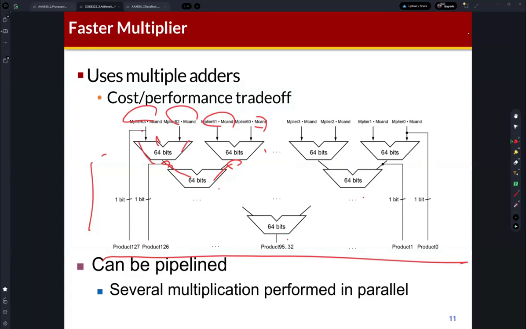But compared to the adder, you can find that there are many adders here. So it means it will take longer time, right? Compared to the adder, it will take longer time. So it can be pipelined. We will learn about the pipeline later.